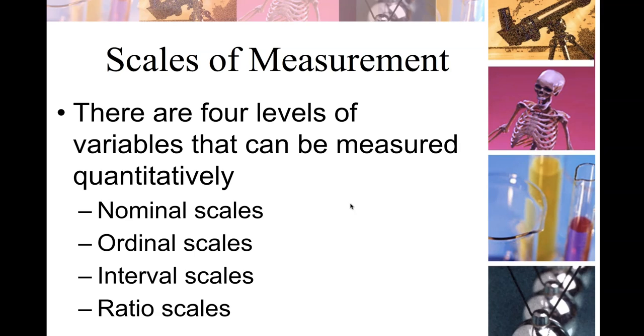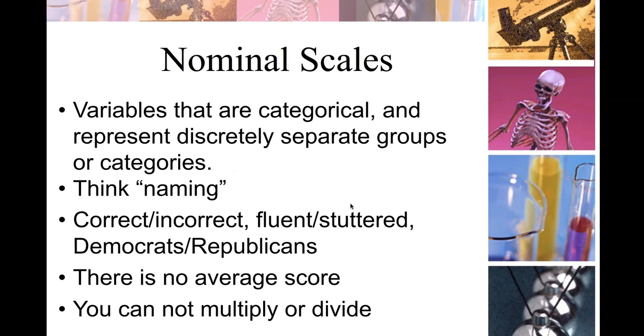There are four levels of variables that could be measured quantitatively. And these are going to be really important for you to know. They're going to be a big part of your final exam because number one, you've got to know what kind of level your data is, whether it's nominal, ordinal, interval, or ratio. And once you know what scale or level it is, that's going to tell you how you can analyze that data. So this is going to be, again, a big chunk of your final exam right here.